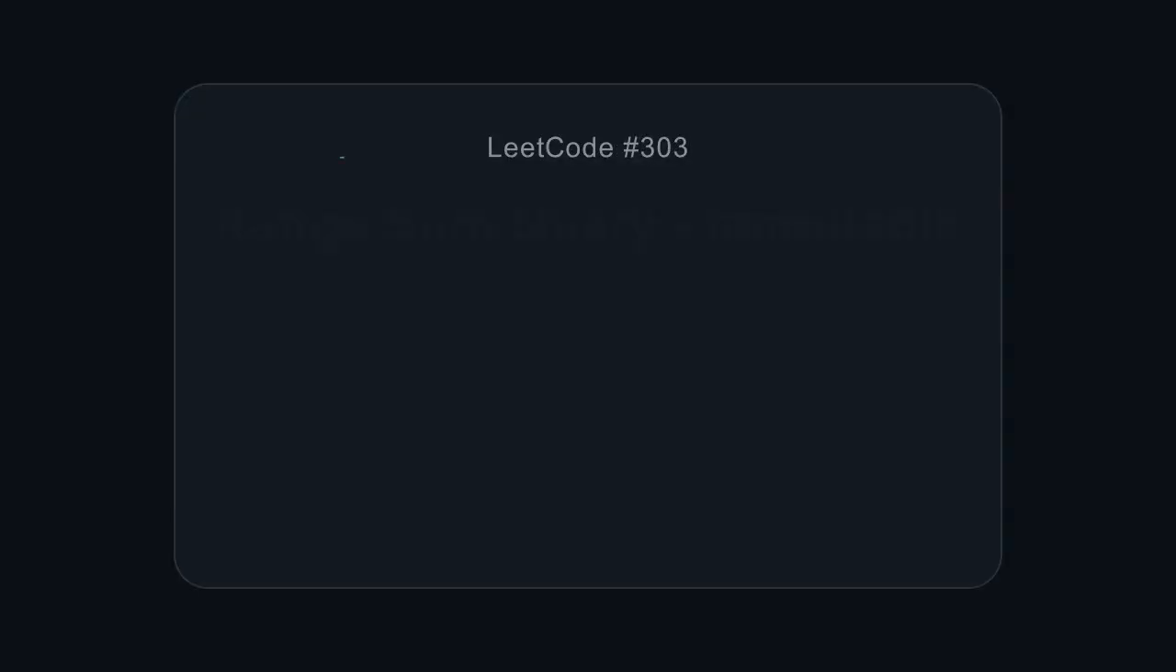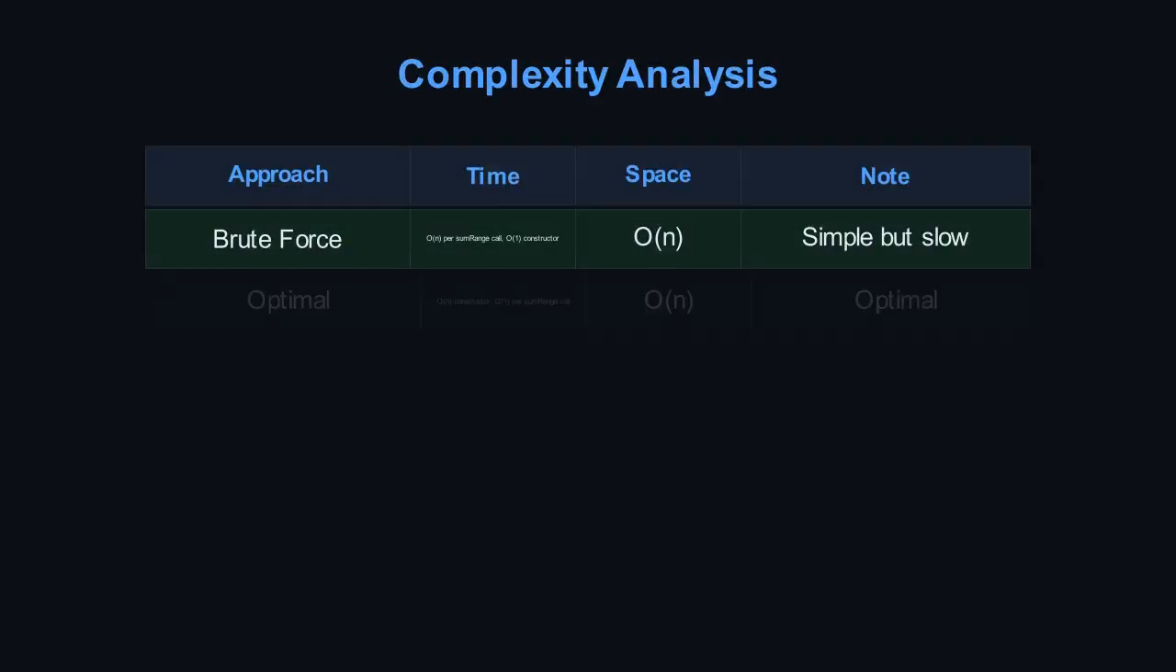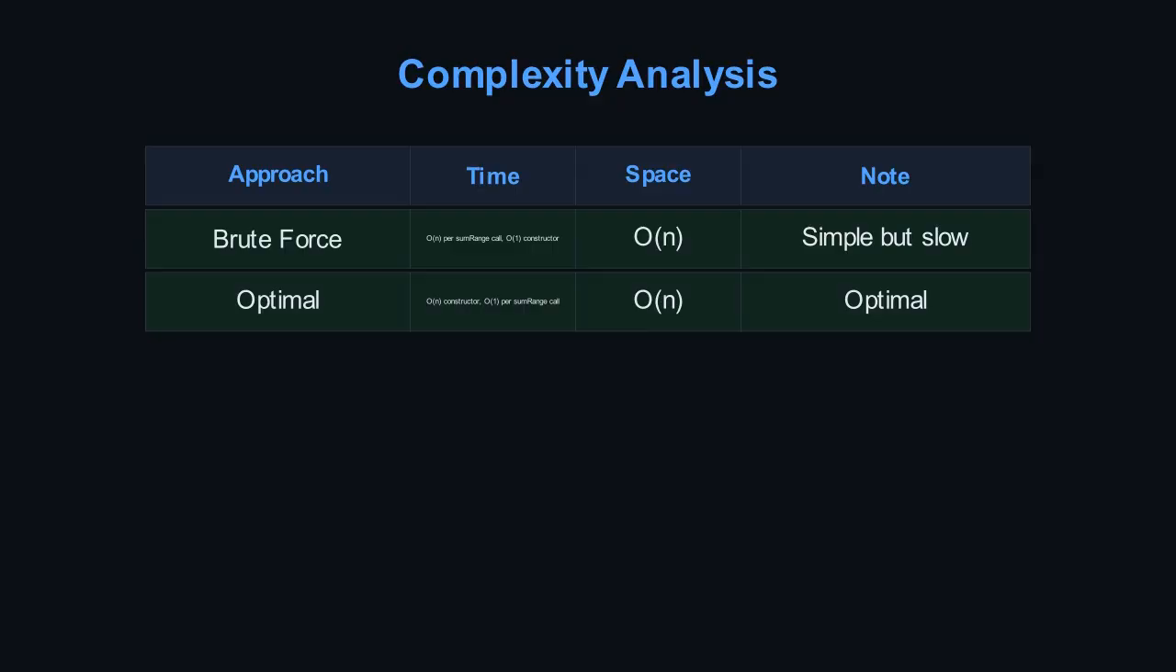You will recognize this pattern when you see many range sum queries on a static array, or any problem asking for fast subarray totals after a one-time preprocessing step. Time complexity is O(n) for the constructor and O(1), constant time, per sumRange call. Space complexity is O(n) for the prefix array.